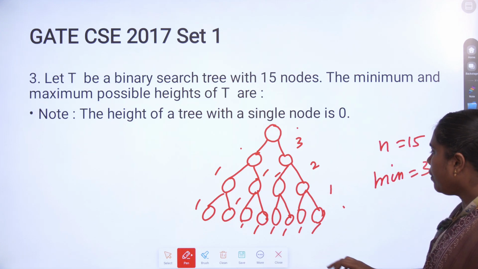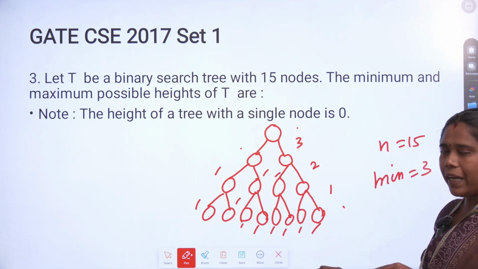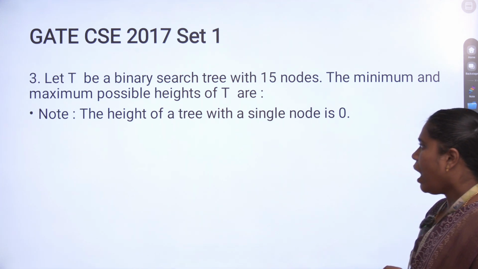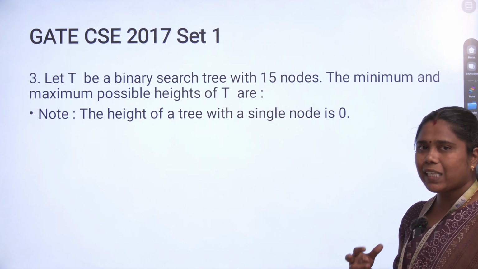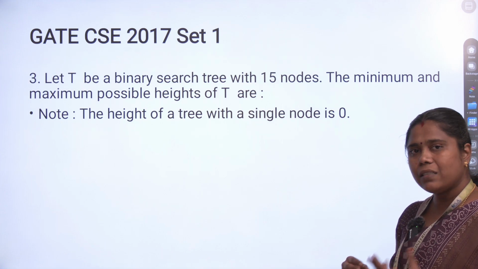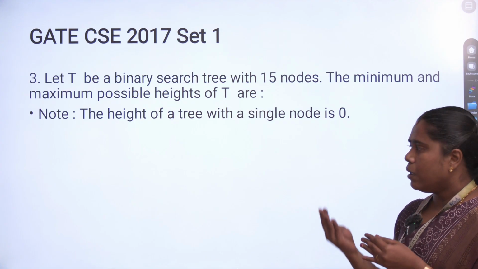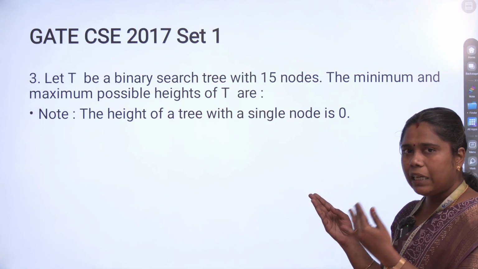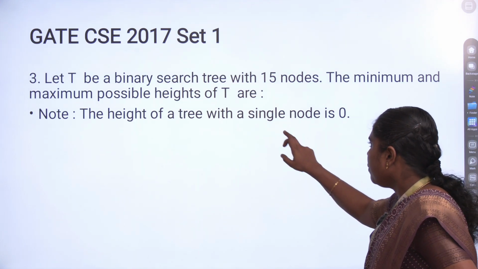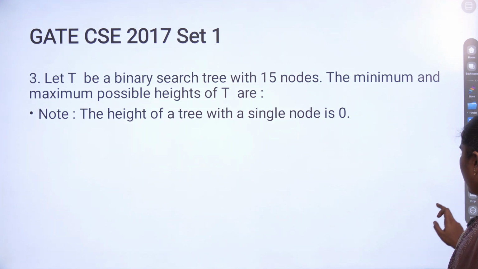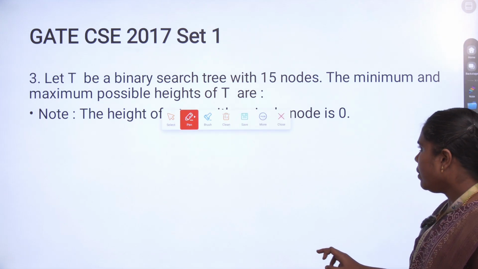Okay, now we are going to find out what is the maximum height of the tree that can be formed. So how will you form a maximum height of a tree? If you want to construct a tree with the maximum height, you have to construct it as a skew tree. The skew tree means the nodes will be aligned either to the left in a left skew tree or to the right in a right skew tree. So I will be having 15 nodes. So how will you construct a skew tree with 15 nodes?